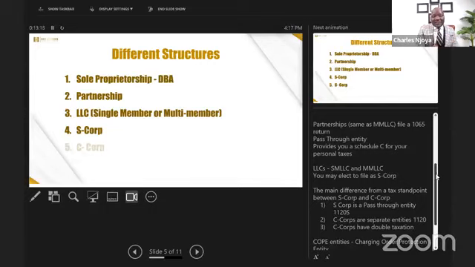So you have an S Corp, and you also have a C Corp. The main difference from a tax standpoint between an S Corp and a C Corp is that an S Corp is a pass-through entity and it files an 1120S. The C Corp is a separate entity on its own. It's filing as a separate legal entity. It pays its own taxes. And one of the reasons people don't generally go for a C Corp is that you get what you call double taxation.